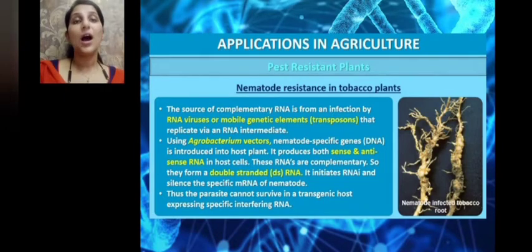How do we get this RNA intermediate? That is by infection by an RNA virus or mobile genetic elements. They are called transposons, which are jumping genes present inside cells. And these jumping genes, or the transposons or mobile genetic materials, replicate via an RNA intermediate, and this is the source of the double-stranded, the complementary RNA which goes and binds to the specific mRNA and silences its translation.